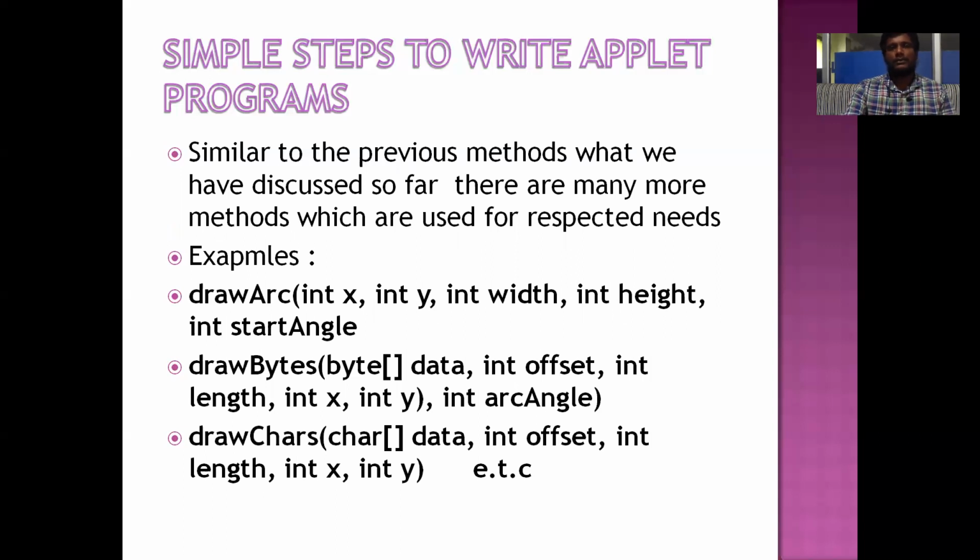Similar to the previous methods we have discussed so far, there are many more methods which are used for respective needs. Up to now we have seen how to display text on the applet by using the draw string method. If I want to draw a line, I use the draw line method. If I want to draw a rectangle or a square, I use the draw rect method. If I want to draw a circle, ellipse or oval, I use the draw oval method.